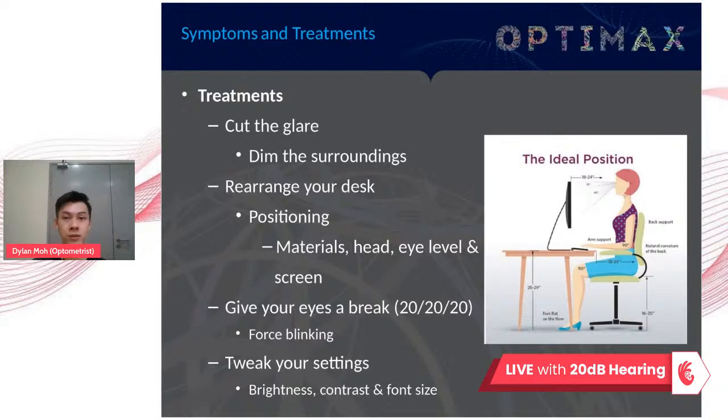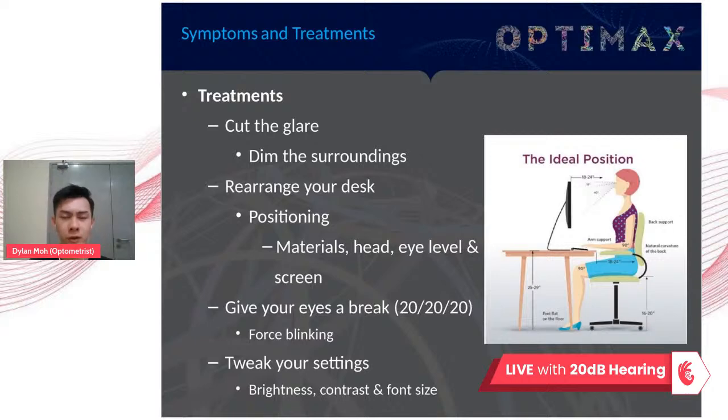Normally, as optometrists, we recommend patients practice the 20-20-20 rule. So what does the 20-20-20 rule mean? It will be like this, okay? Whenever you are using your PC or your phone for 20 minutes, or even reading, just 20 minutes of eye work, no matter whether it's driving, using a PC or using a handphone, anything.